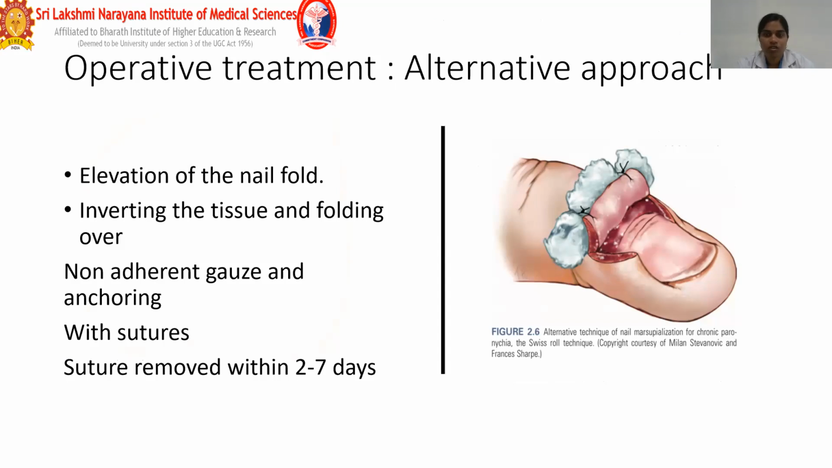The other treatment which can be done is the Swiss roll technique. The Swiss roll technique consists of elevation of the nail fold, inverting the tissue and folding it over non-adherent gauze, and anchoring with sutures. The sutures are removed within 2 to 7 days. Either marsupialization or the Swiss roll technique can be done, and the most commonly done is marsupialization.